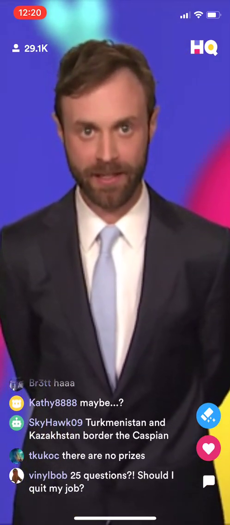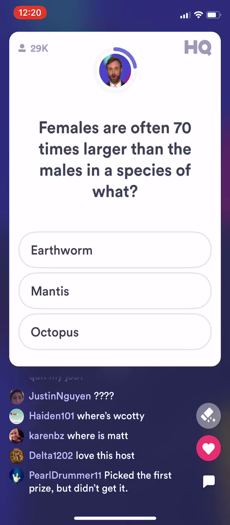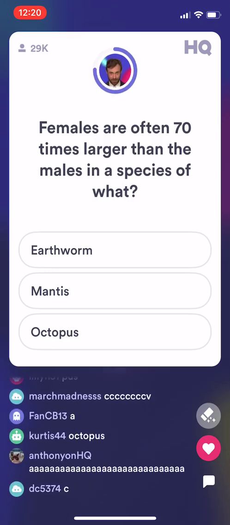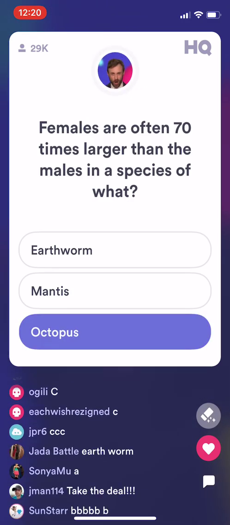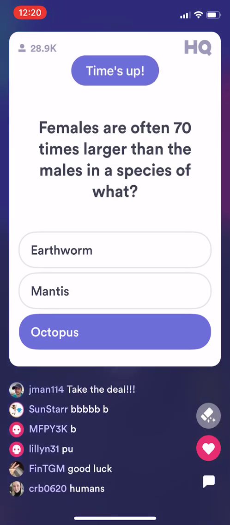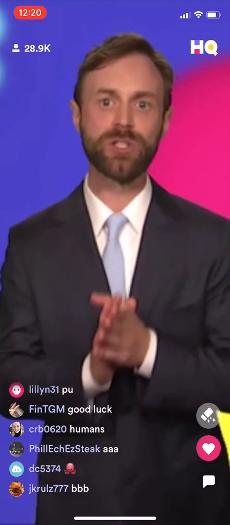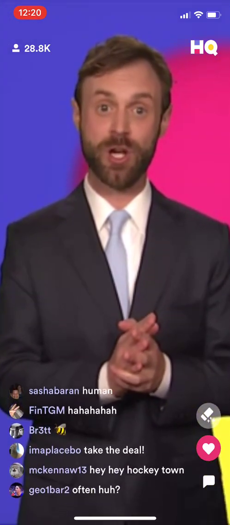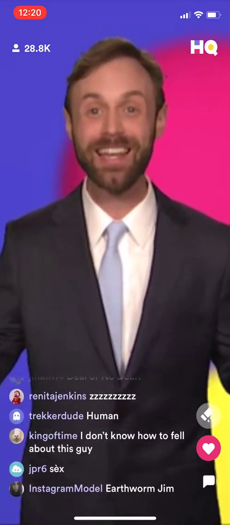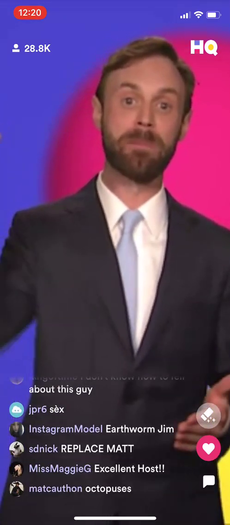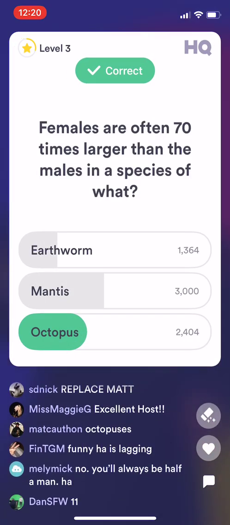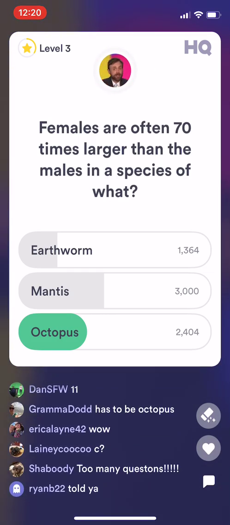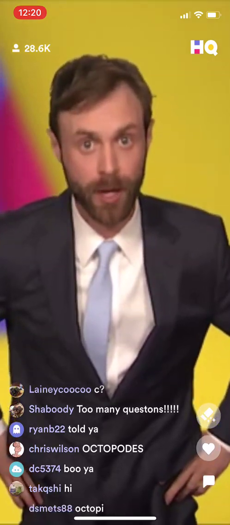Question number 15. Females are often 70 times larger than the males in a species of what? Earthworm, mantis, octopus. 70 times larger. Wow. So sexual size dimorphism happens all over nature, including a little bit in humans, but the all-time champion species where weight can vary by a factor of 10,000 or more is unquestionably the blanket octopus. Singular, of course, 2,404. Using those slimy little tentacles, you tapped right. That's right. Okay.